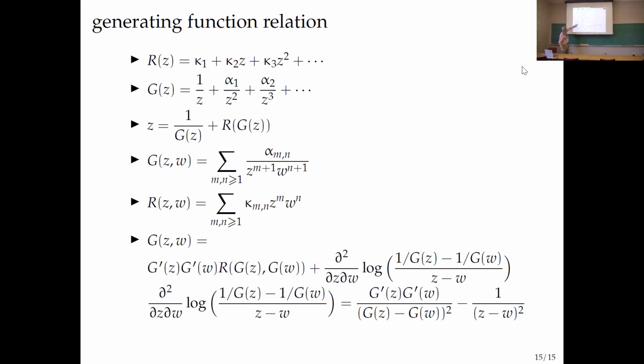So the formula is that this second order Cauchy transform is got from the second order R transform by putting a G in the 2 slots and putting these derivatives outside, and then adding this second order mixed partial of the log of a difference quotient. And this thing, of course, can be written without a logarithm. It's just this: you take the product of the derivatives divided by the square of the difference, and then you subtract.